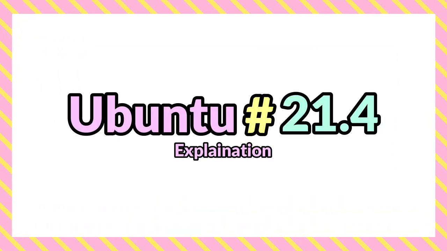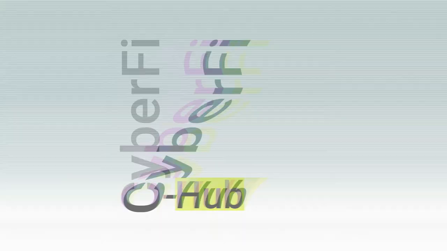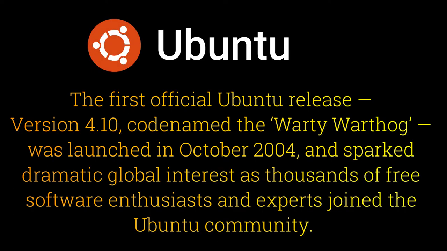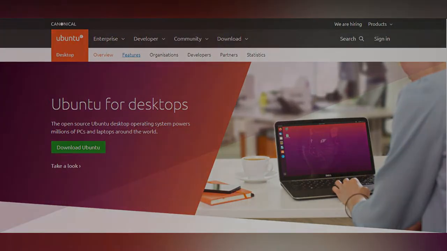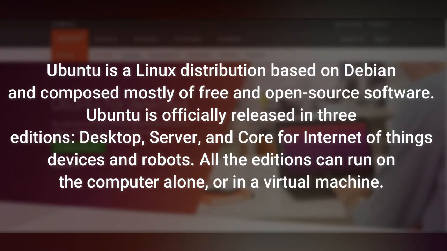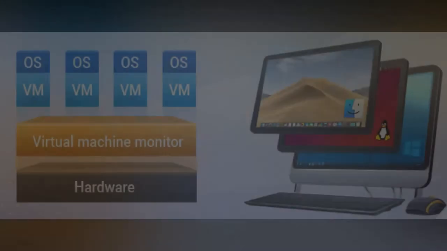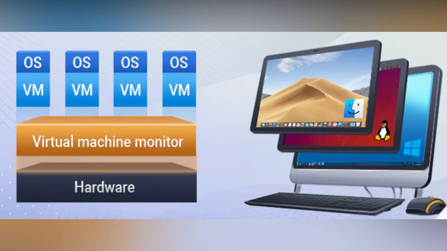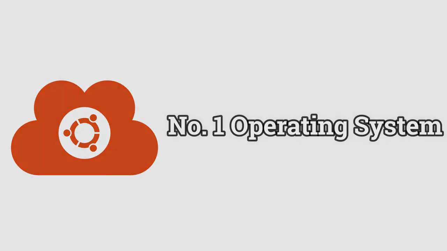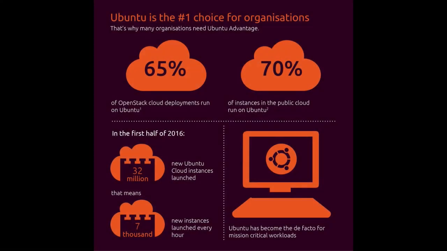This is Vartika and here I will explain about Ubuntu. Ubuntu is a free and open source Linux distribution which is based on Debian. Ubuntu is officially released in three editions: desktop, server and core. All the editions can run on the computer alone or in a virtual machine. Ubuntu is a popular operating system for cloud computing with support for OpenStack.